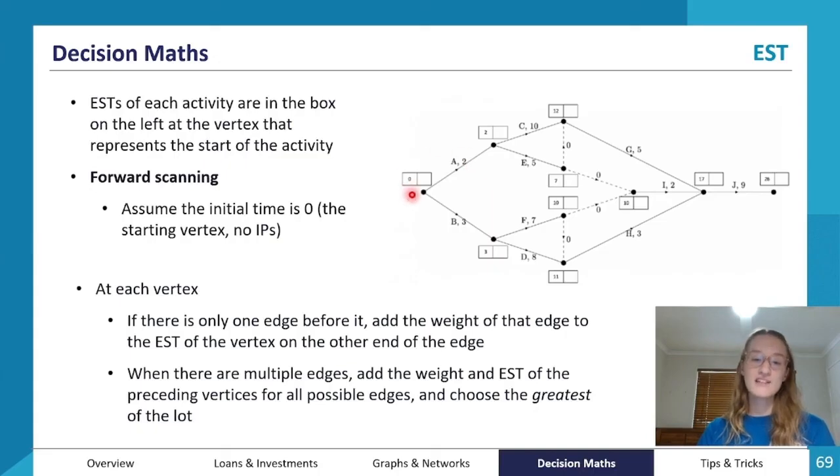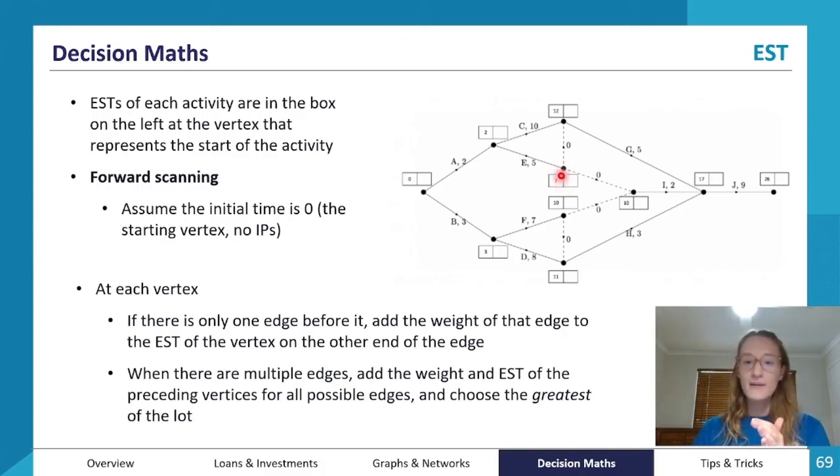A has an earliest start time of 0. It can start straight away because it has no immediate predecessors. C has an earliest start time of 2 because A takes 2 hours. Then we can come down to E. E is going to take 5 hours. So this number here is going to be 7 because we know that it's going to take 7 hours at the absolute quickest and earliest to get to this point.